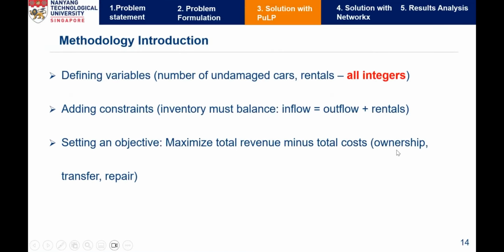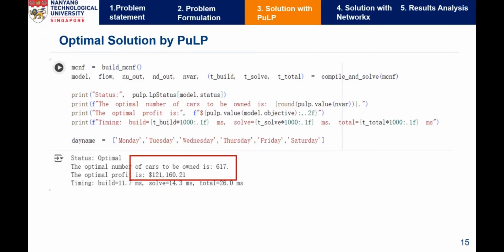With all decision variables and constraints to ensure the inventory is balanced, every day the number of cars coming in must equal the number of cars going out, plus the number rented to customers. Finally, we set our objective function to maximize the total revenue minus total costs, including ownership, transfer, and repair costs. And going to the next page, we solve the problem with PuLP.